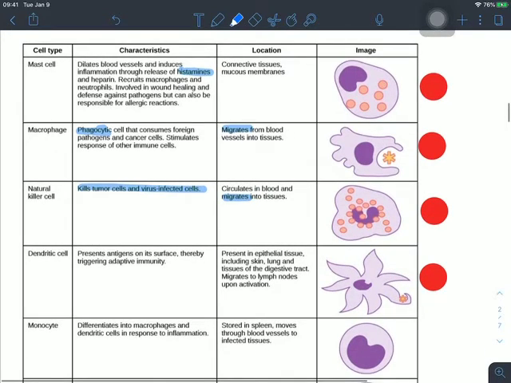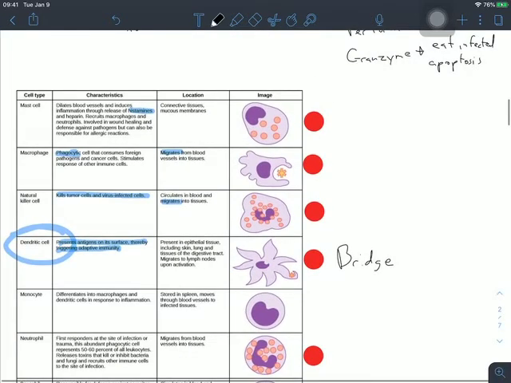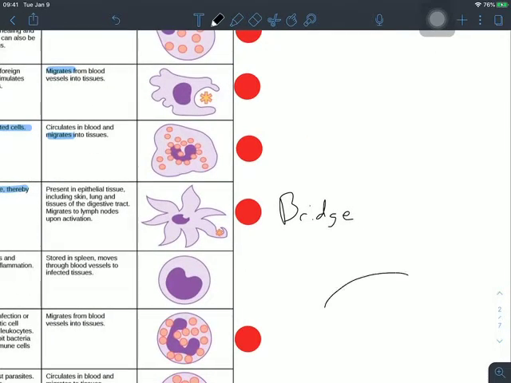The cell that is the interlink between our innate and adaptive immune system are our dendritic cells. The dendritic cells are those that present antigens on their surface, thereby triggering adaptive immunity. So these are the bridge from innate immunity, where they've maybe identified something that shouldn't be there, and then they bring it into them, chop it up, and then put all of those broken pieces on their surface.